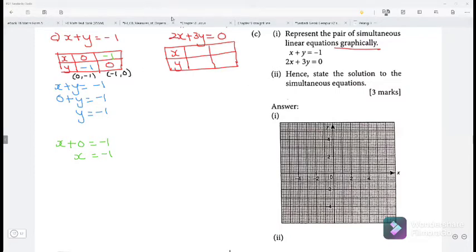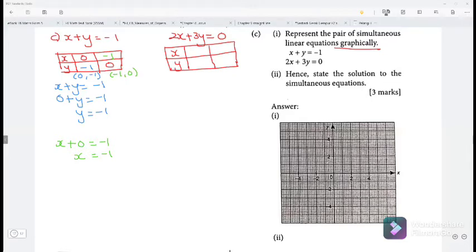Now I'm going to plot the graph, and I will use two different colors to help you differentiate. The first one I will use the blue color for the coordinate, so here will be 0, -1. The next coordinate to help you plot the graph is -1 and 0. You see the difference?